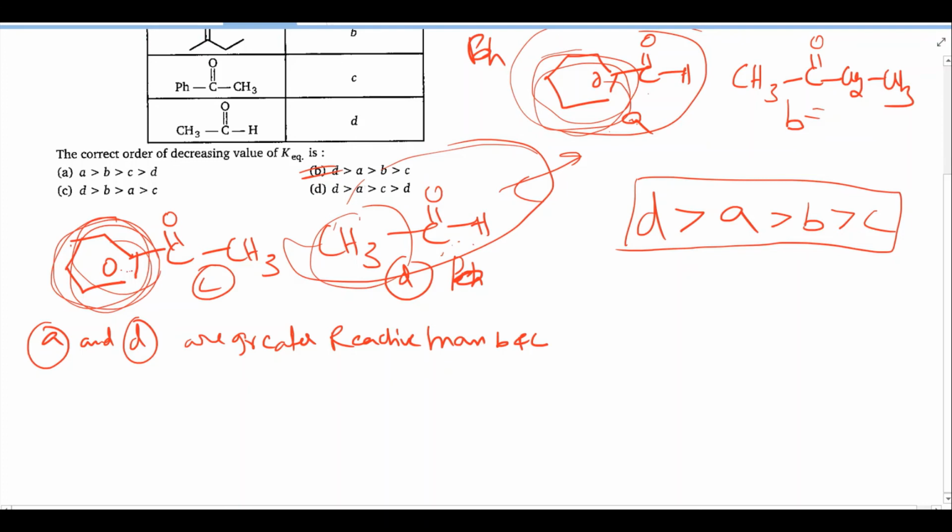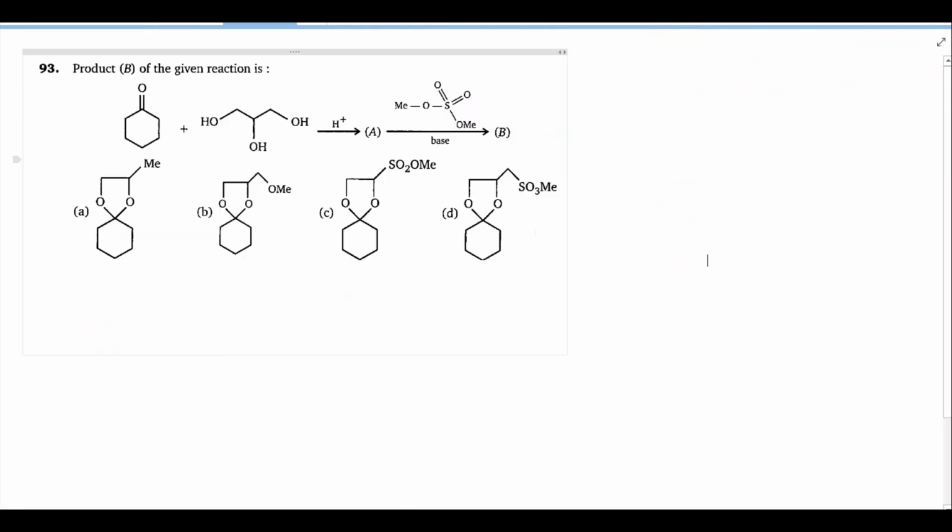Now the question number 93. This is actually a little bit tricky question. Now you can see here, I will write the question here. H plus is there. First I will write the question. There is a cyclohexanone. Then you can see this is C. I will write C.